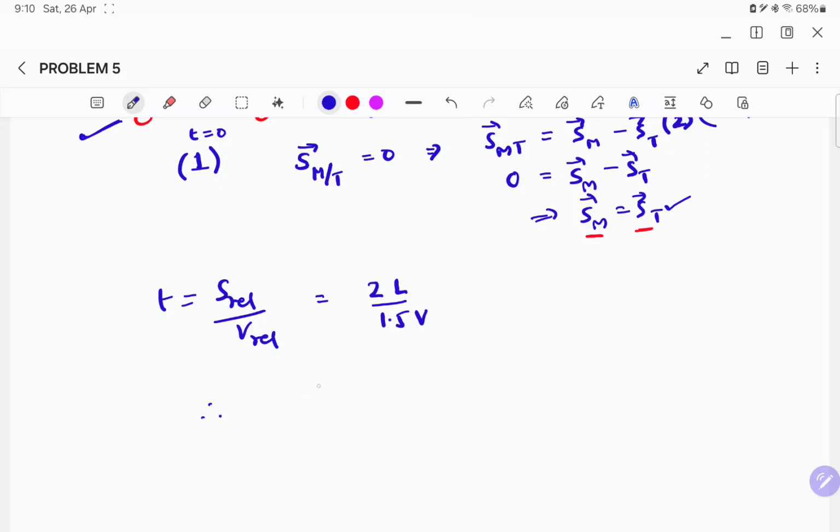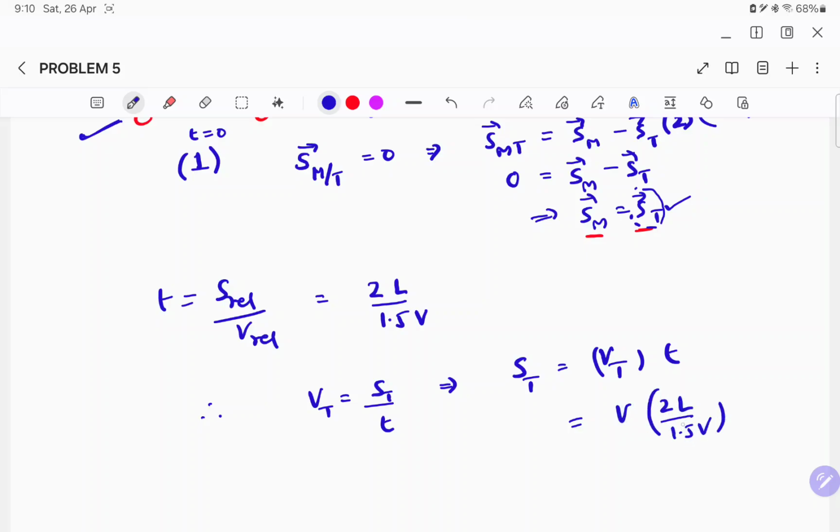Now let me focus on the calculation of displacement of the trolley. Now we know velocity of the trolley is equal to displacement of the trolley by time taken. Okay, so now displacement of the trolley is equal to velocity of the trolley into t. Velocity of the trolley is v, time you got 2L by 1.5 v. v will get cancelled, as 1.5 is nothing but 3 by 2. It will become 4L by 3 as a displacement of the trolley.